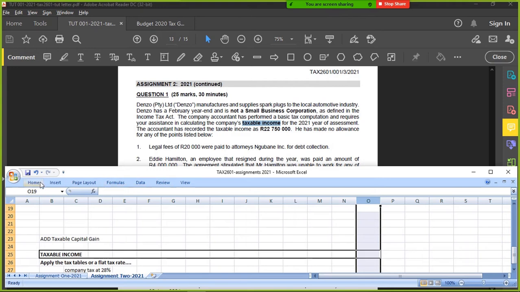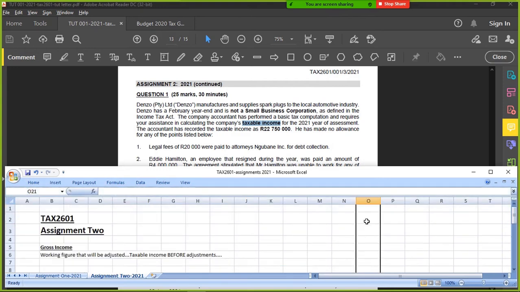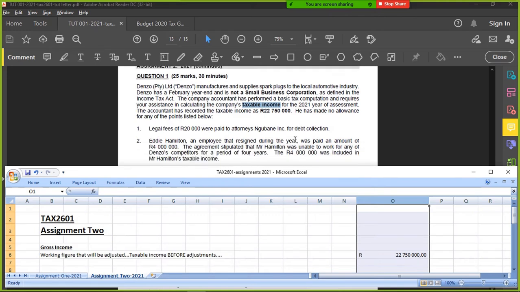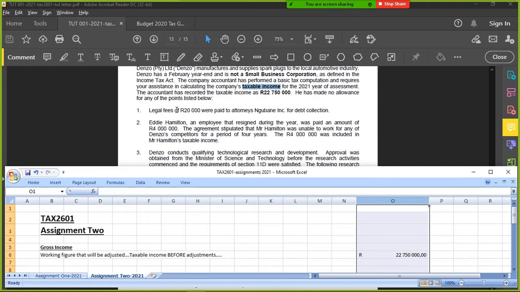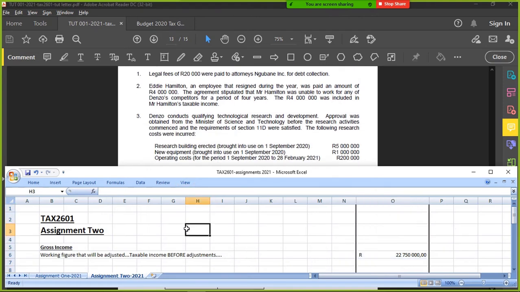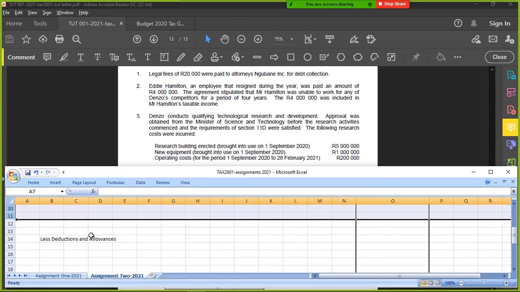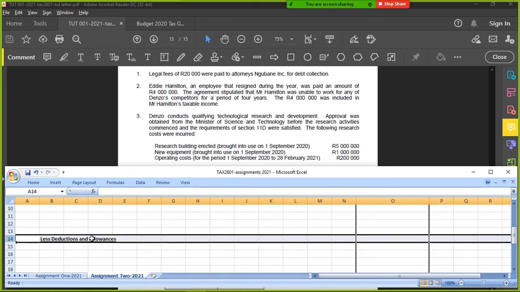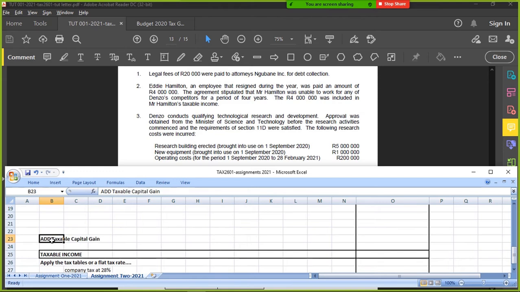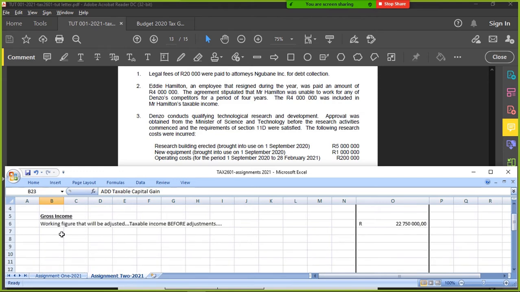So I'm just going to put a total column here at the end. Okay, so in the total column, we have something to work with, 22,750,000. Okay, let me make that a rand figure. Right, so there's your 22,750,000. All right, and then we've got different deductions. They've told us that he has made no allowance for any of the points listed below, so we need to provide for those things. All right, so if we do have other income, we'll obviously include it here. Any other deductions or allowances would go under there. Okay, so those are important headings that you're going to be using to work out your final taxable income, the one that will actually be used to calculate the tax.